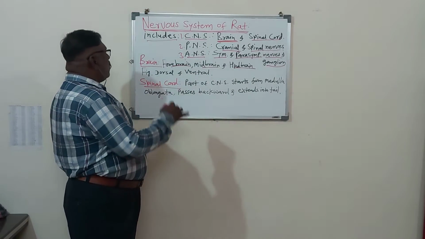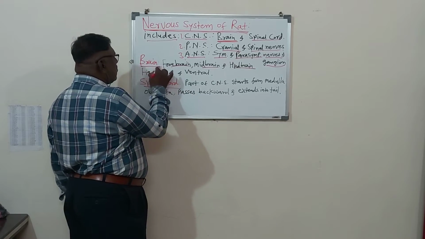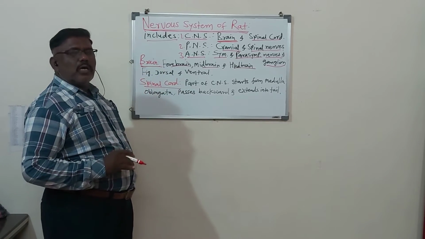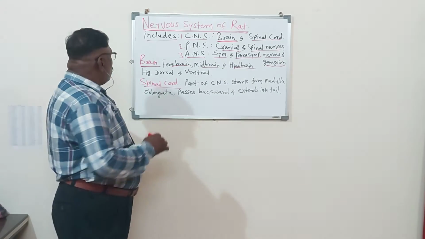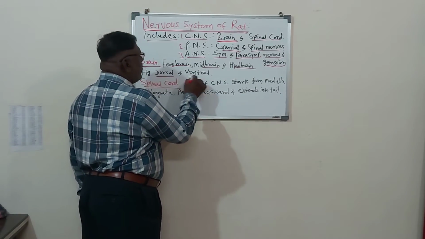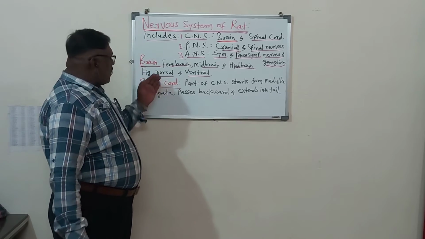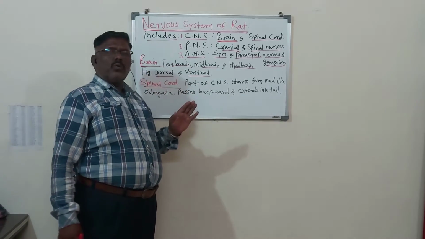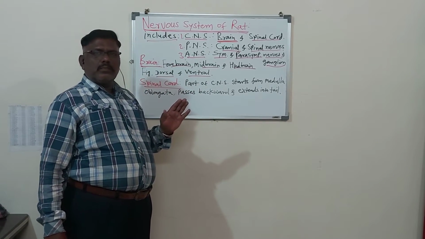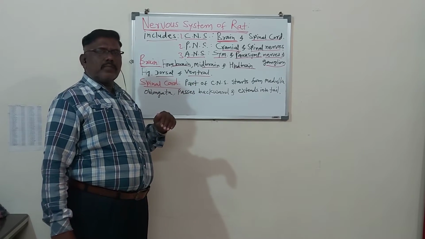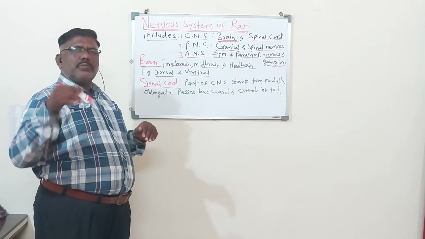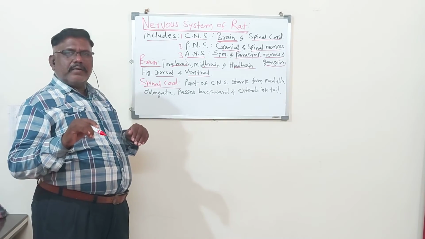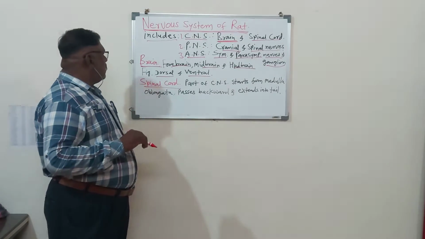So when you are studying the brain, we have to give the figure structure. For the dorsal view and the ventral view, we have to sketch and draw the figure and show the labeling of the further divided parts.